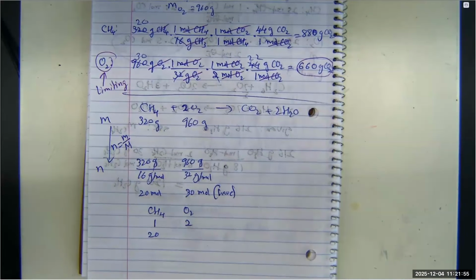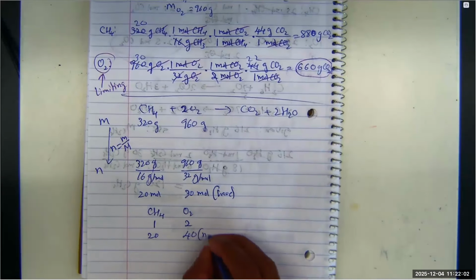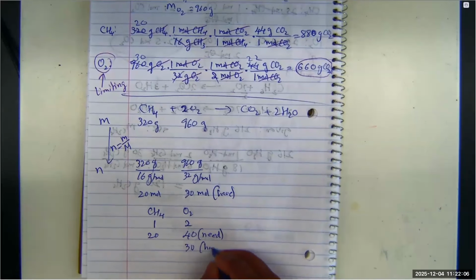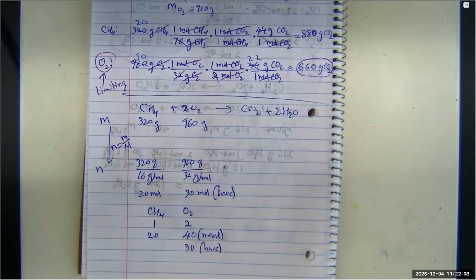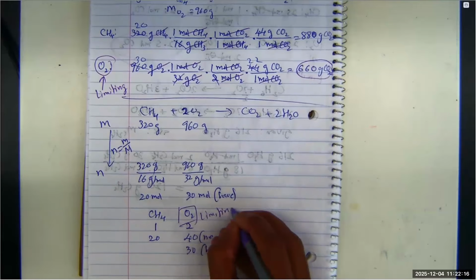With 20, I'm going to need how many, Marcus? With 1, I'm going to get 2. 40, right? We need 40. This is what we need, but we only have 30. This is what we have. So we have less than what we need. Therefore, oxygen is limiting. This should be our limiting reactant.